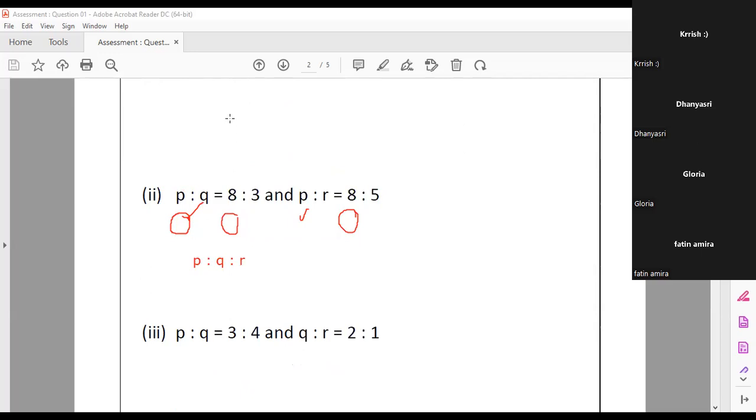So what is the ratio of P to Q to R? Can I have this in your chat now, guys? Your turn now. Tell me what is the ratio in your chat, P to Q to R. Put in chat now. All of you, huh?